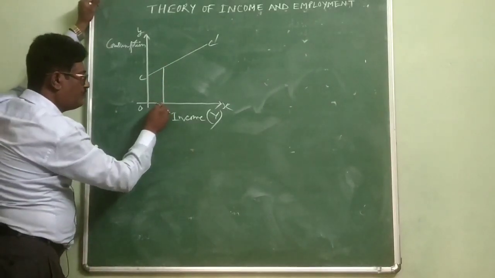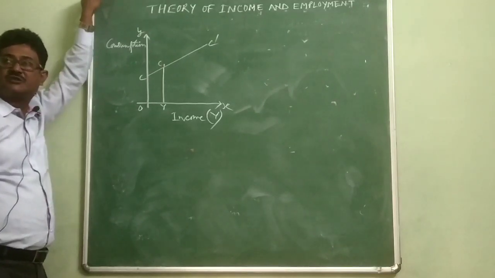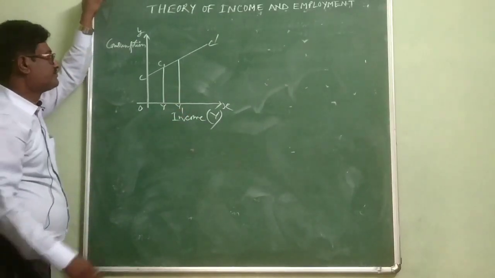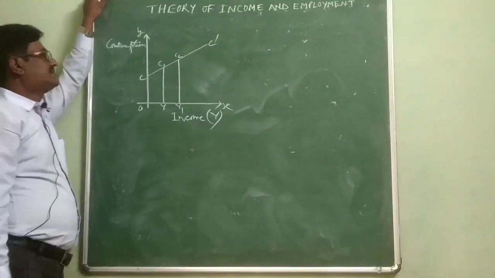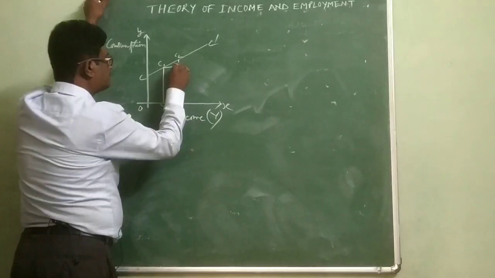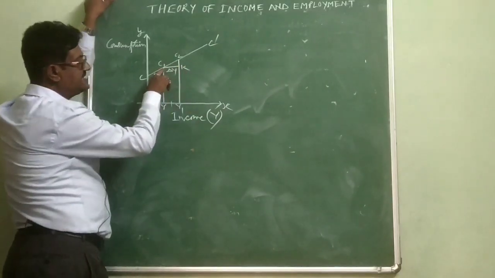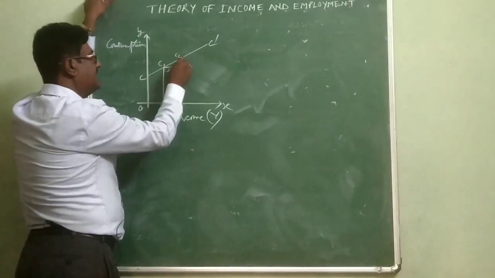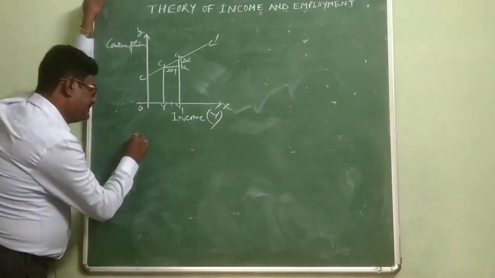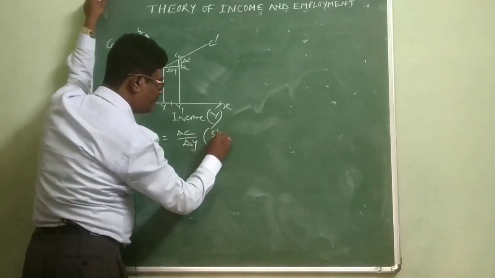Suppose the income is OY. At this level of income, the households spend C1Y amount of money on consumption. Now when the income increases by the same proportion, say to OY1, the consumption also increases to C2Y1. Now here, change in income is given by C1K, which is equal to YY1. And change in consumption expenditure is denoted by C2K. So MPC, marginal propensity to consume, is equal to change in consumption by change in income. This measures the slope of the consumption curve.